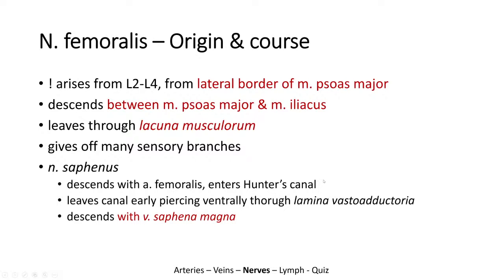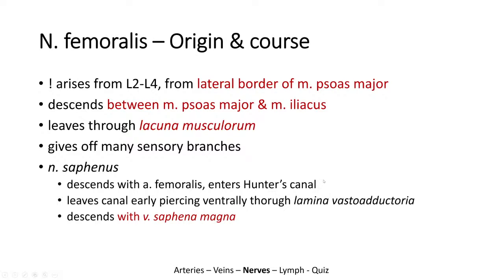descend with vena saphena magna. So this is the answer to the question. Vena saphena magna, nervus saphenus. Now, nervus saphenus will give off also some branches, so infrapatellar branches to supply the patella and also the knee joint, and then it will terminate as rami cutanei cruris mediales to supply the skin of the medial lower leg.